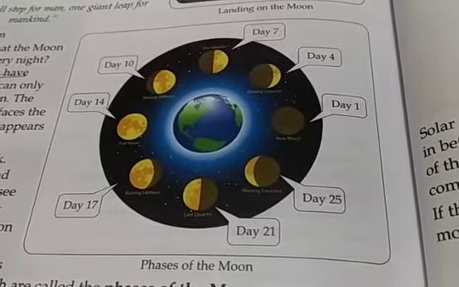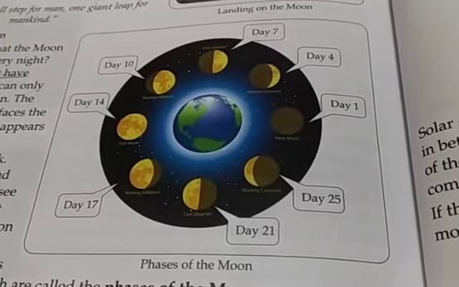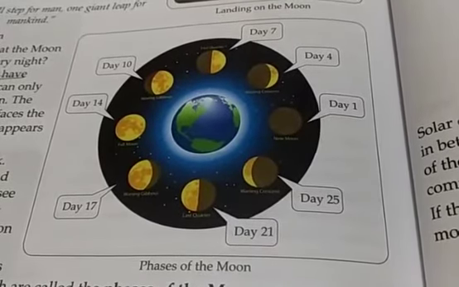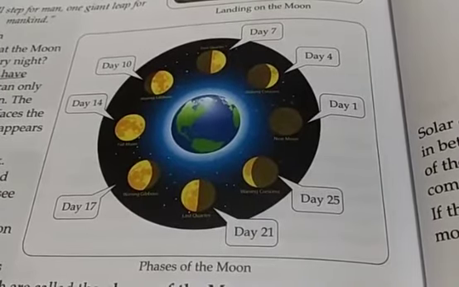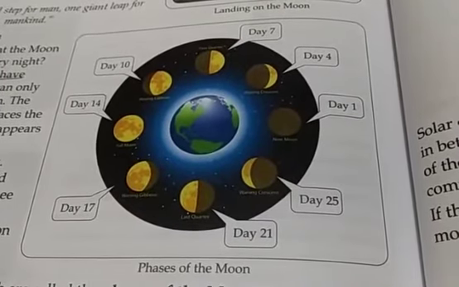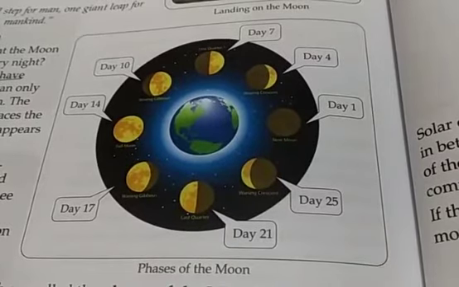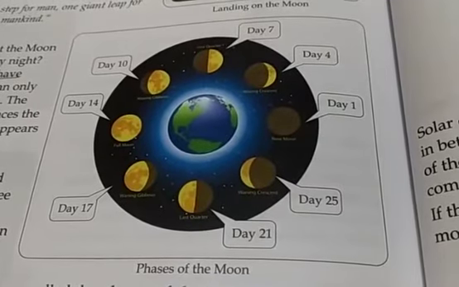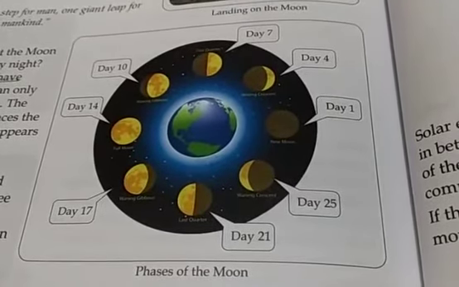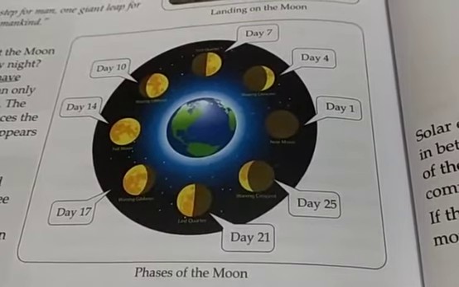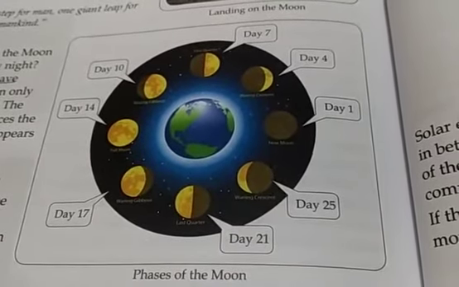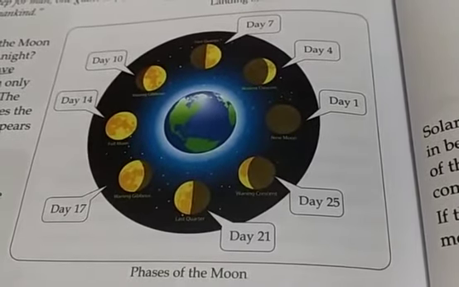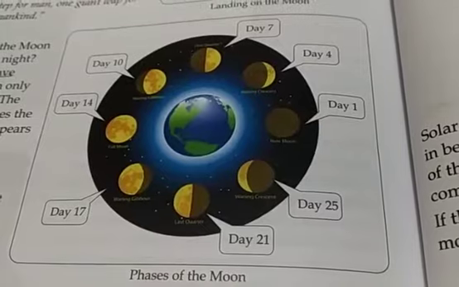The increasing shape of the moon is called waxing. Then after that you will see the moon becomes full. That is called full moon. Then later you will see the moon has started decreasing in shape. That decreasing shape of the moon is called waning. So the increasing shape of the moon, from small to big, is called waxing, and the decreasing shape is known as the waning of the moon.